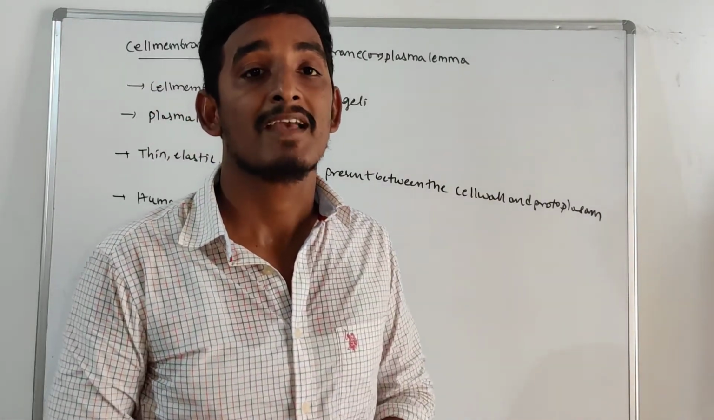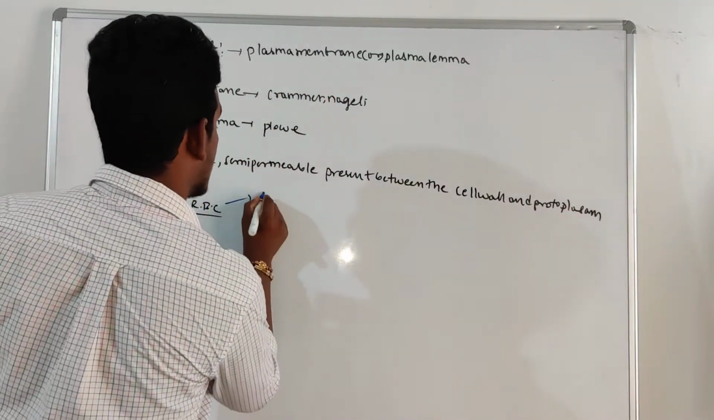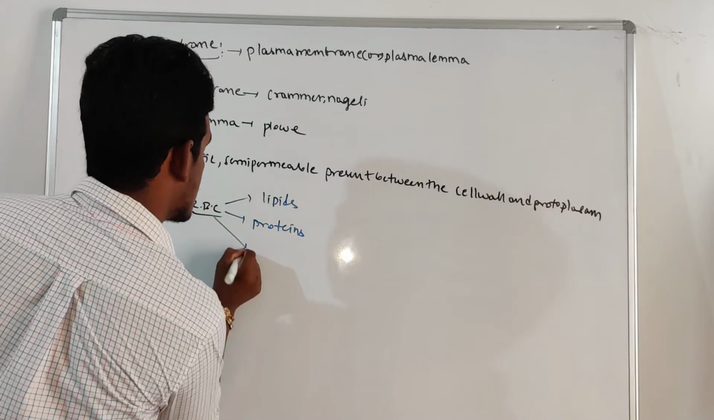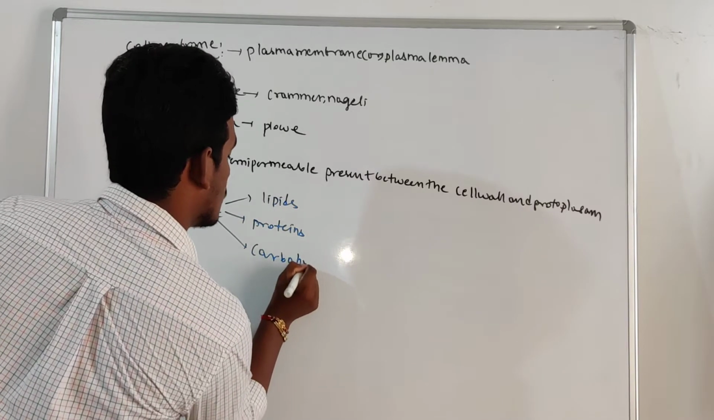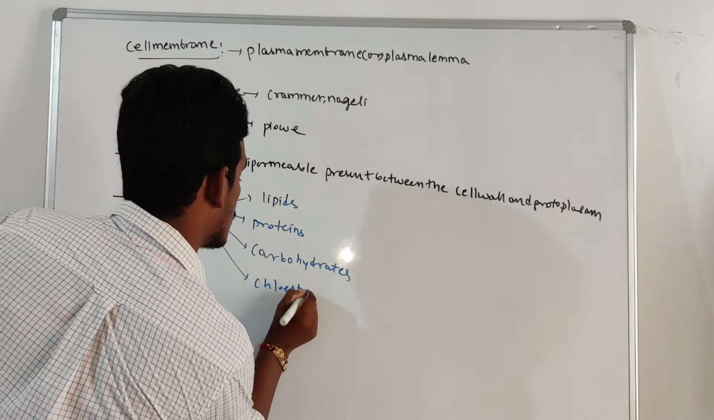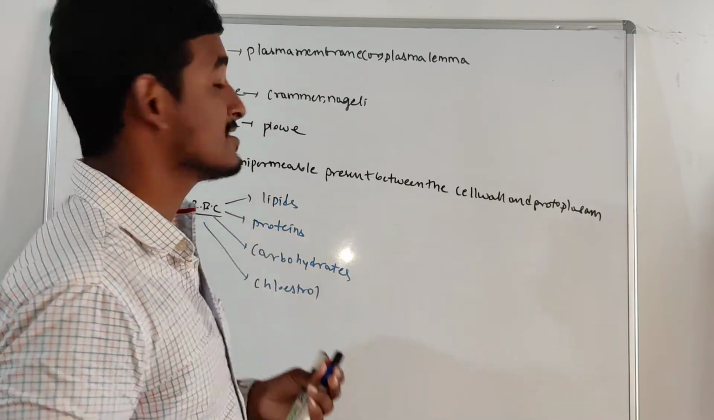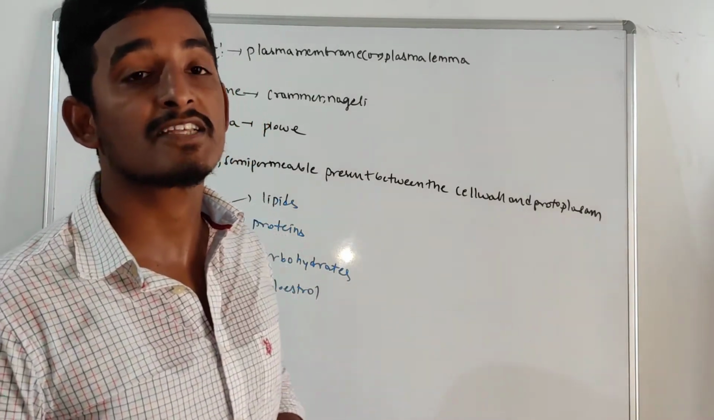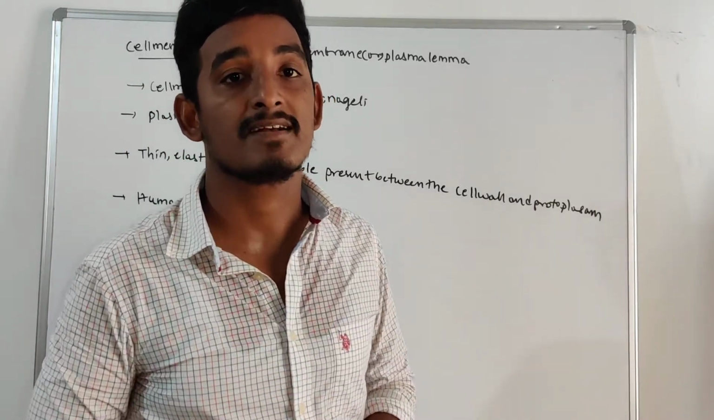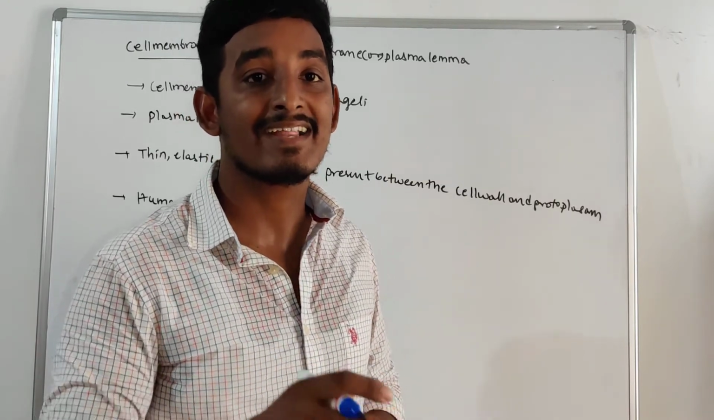The cell membrane consists of various types of components: lipids and proteins, carbohydrates, and along with that, cholesterol. These are the various compounds present in the cell membrane. Many models were proposed to explain the cell membrane, but the ultimately accepted model is the fluid mosaic model, proposed by Singer and Nicholson in 1972.